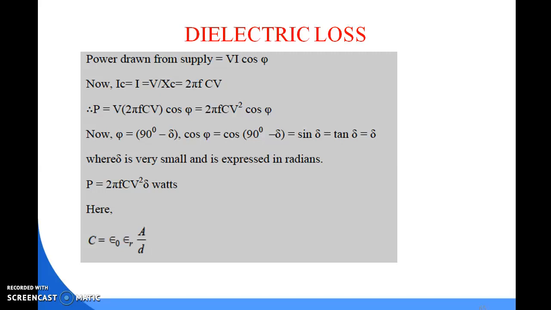So what is this actually? Epsilon 0 is equal to 8.854 into 10 to the minus 12, the standard value of epsilon 0, permittivity of free space. What is this epsilon R? Epsilon R is nothing but the relative permittivity. Epsilon R is equal to 1.